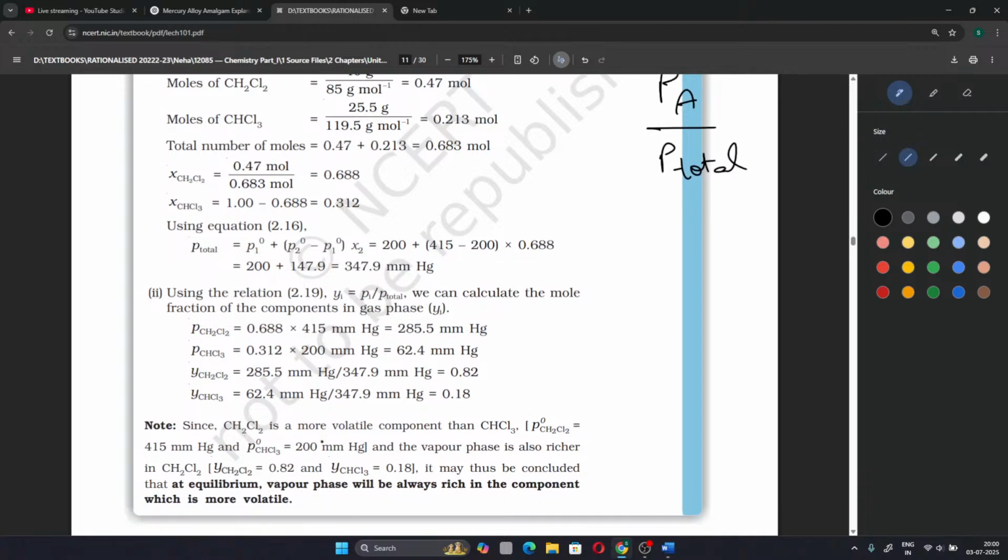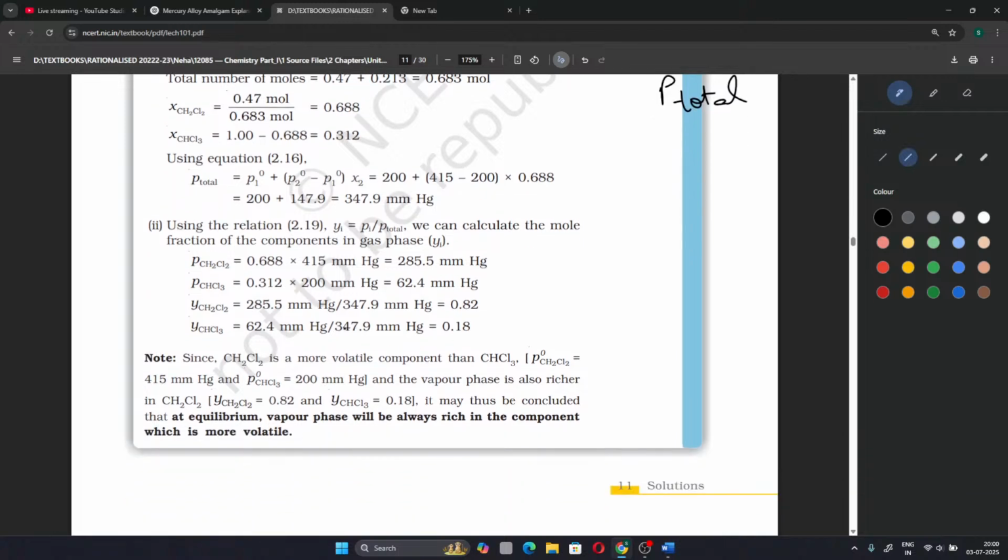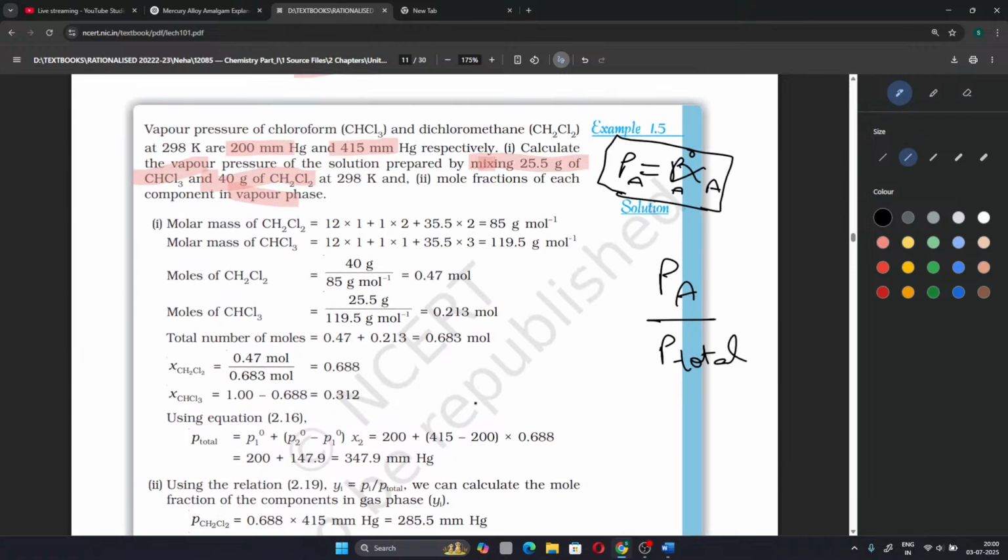Then we find the individual vapor pressures. Individual vapor pressures are around 285.5 mmHg for dichloromethane and 62.4 for chloroform, that is, trichloromethane.